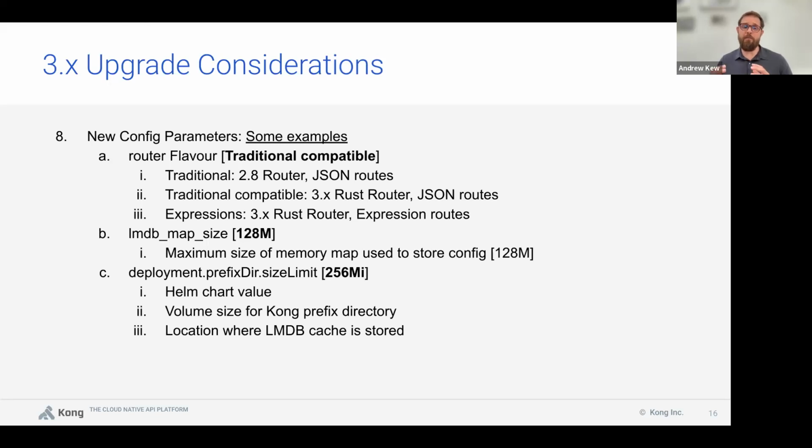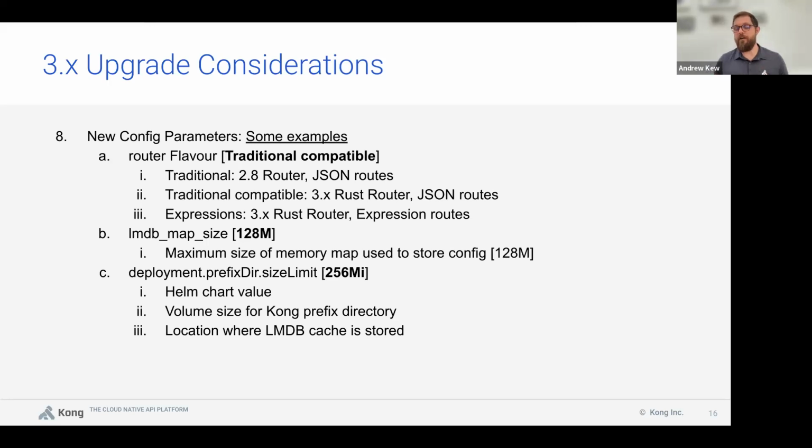And lastly, the deployment prefix size. This is a Helm chart parameter, and effectively this is used to set the size of the persistent volume on your Kubernetes cluster for the prefix directory. This is where Kong stores on disk the LMDB cache file.